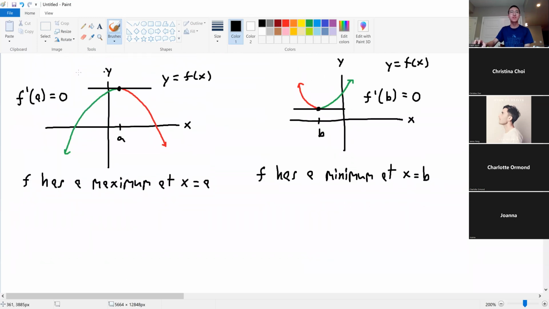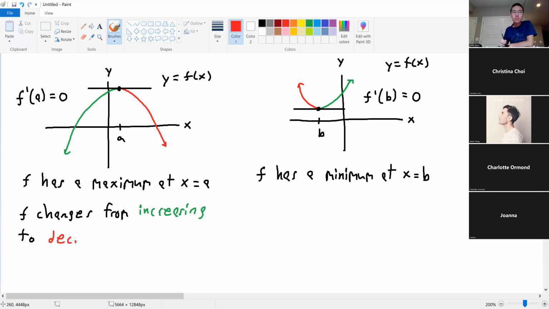Actually, we can reference these. What we're going to do is we notice that we have the function changing from increasing to decreasing. So let's just note that. So f changes from increasing to decreasing at x equals a.